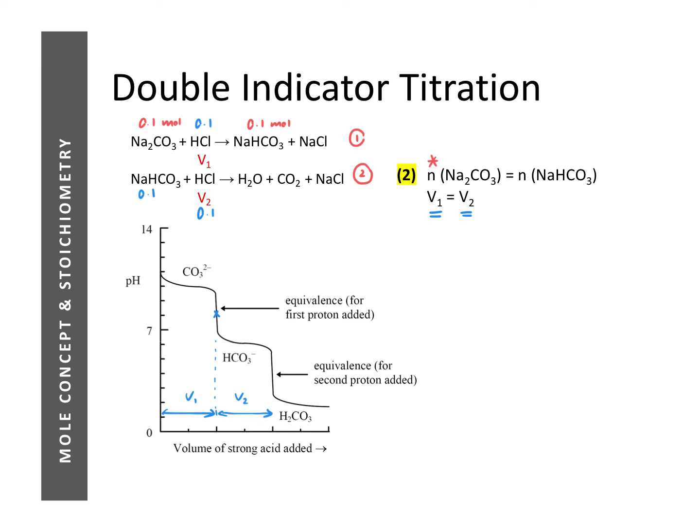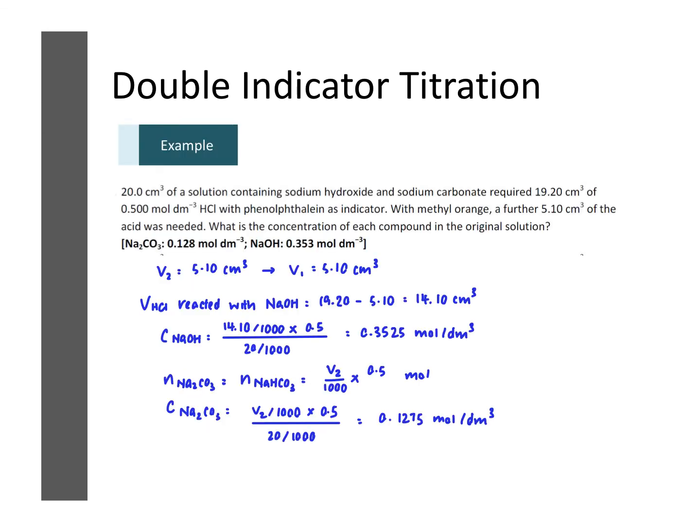So just a quick recap for double indicator titrations, you need to remember two things. Number one, phenolphthalein will detect endpoint 1, methyl orange will detect endpoint 2. Second thing to remember is that the volume at endpoint 1 is equal to the volume of acid required from endpoint 1 to endpoint 2. So let's make use of these two concepts and apply them to this question.